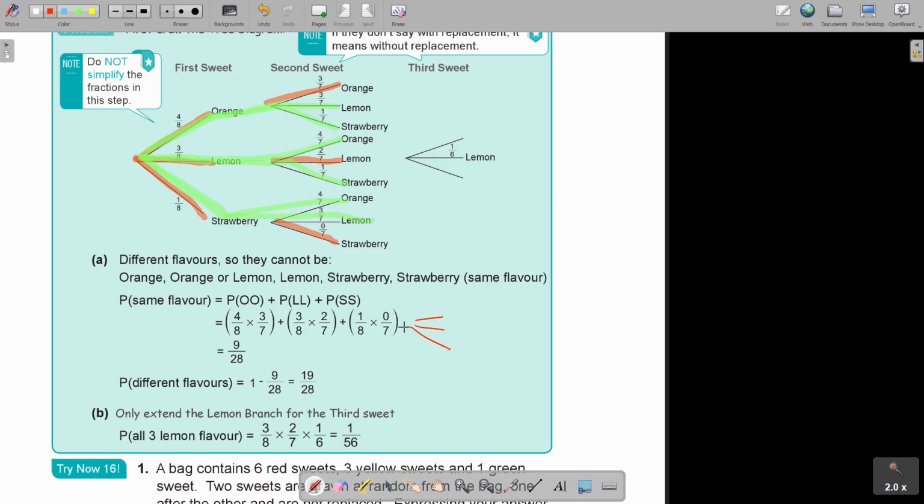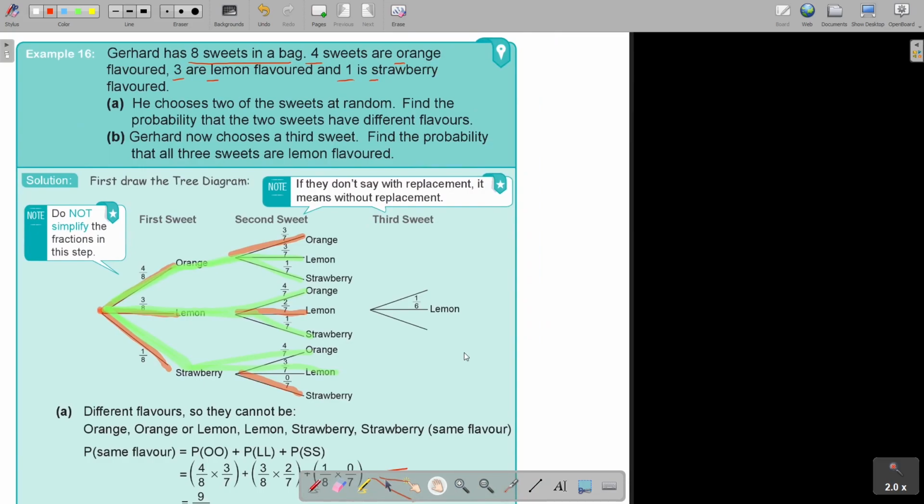And then I know that, and this is very important, if I have a tree, all the branches will always add up to 1, to a certainty. So then I just subtract and I also get 19 over 28. That's also a method. But you could have worked with the green and just multiplied the different branches. In a branch you multiply, over branches you add up.